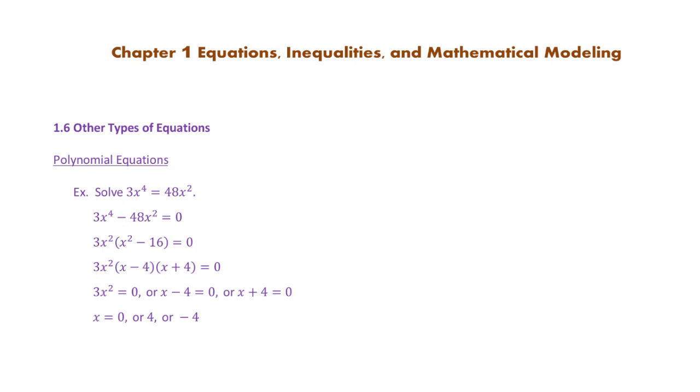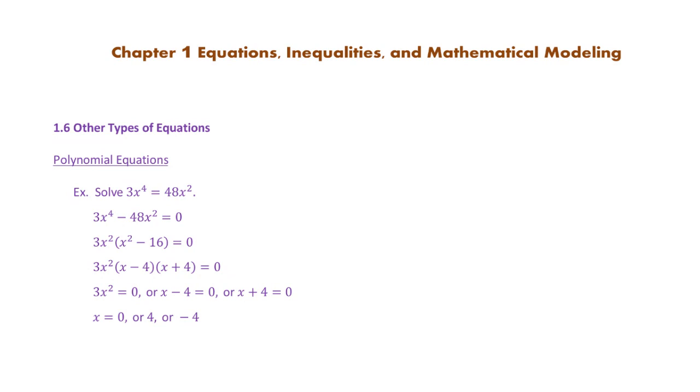Let's just do 1.6 today, with a couple of sections left in this chapter. Let's talk about other types of equations. I think we talked about complex numbers in the last section, and we also discussed quadratic equations before that. So let's discuss other types of equations. The first type is called polynomial equations. You have a polynomial in the equation, and you want to solve it.